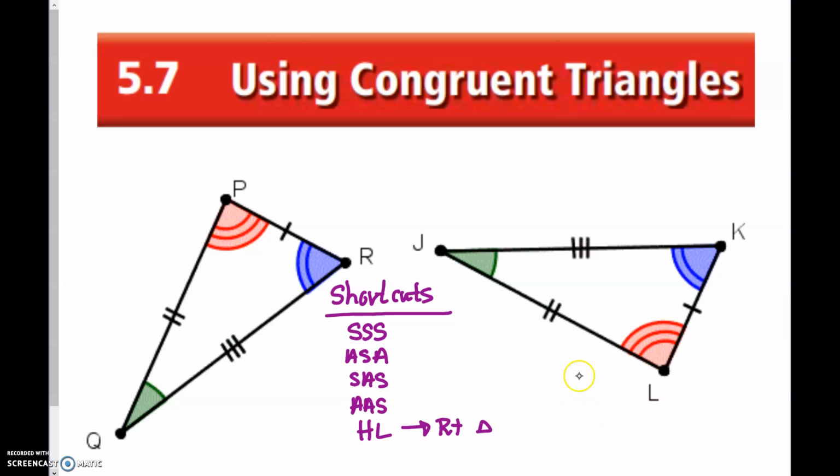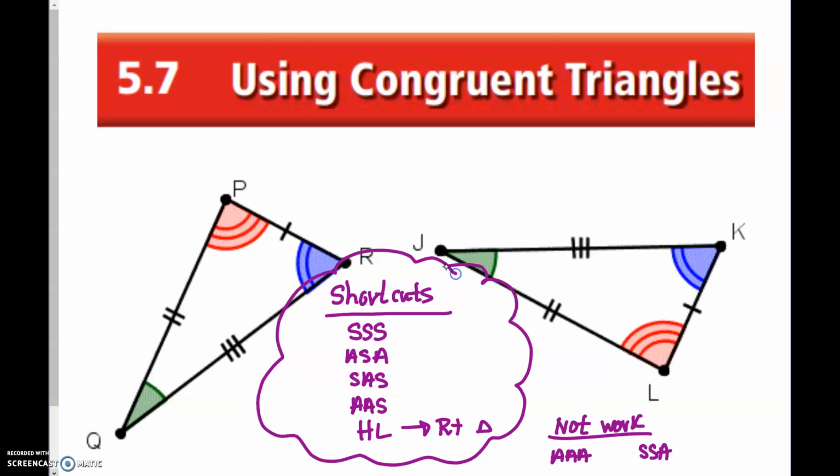The ones that we found that do not work, there were 2 of them, were angle, angle, angle, which just shows that the 2 triangles are similar, and the other one was side, side, angle. These 2 do not work. So the 5 shortcuts that do work are these 5. So that's a quick review of what we've been up to.